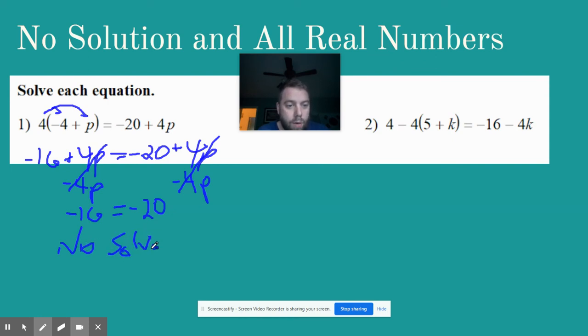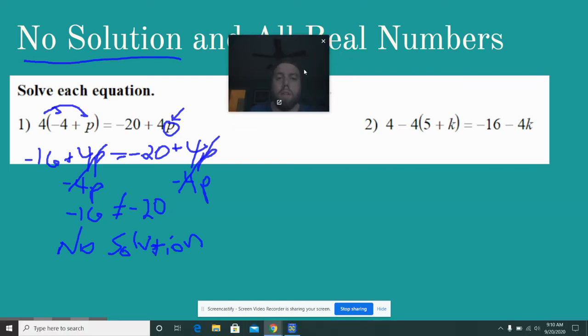The reason we write that down is because, this mouse is not working well. Okay, no solution. We have no solution written up here in better. The reason we write that down is because our work told us -16 equals -20, which does not make sense. That is not correct, which means there is no number that you can plug in for p to make this true. There is no solution for p. So this is absolutely wrong, which means there's no solution.